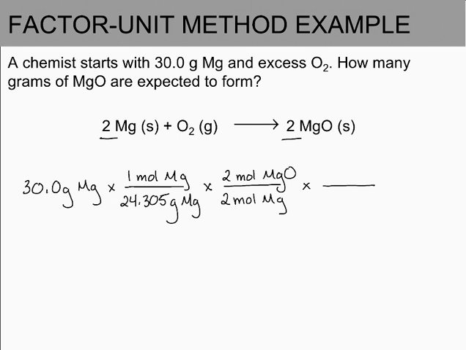And now in the third step, we're going to convert moles of magnesium oxide to grams of magnesium oxide, and we're going to use the molar mass that we calculated on the last slide. In this step, we want to end up with grams, so we'll put 40.305 grams of magnesium oxide in the numerator, and then we'll divide by 1 mole of magnesium oxide.